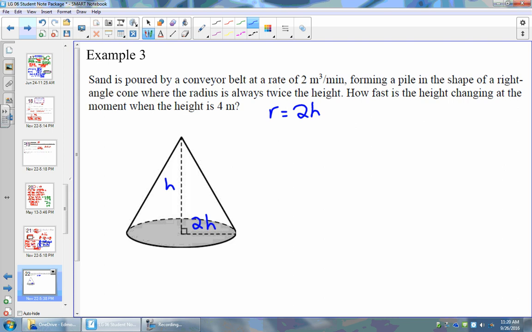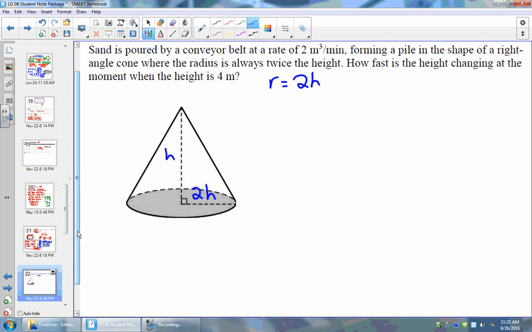Now what we're going to do is that little organized thing underneath that I was talking about. Sand is poured by a conveyor belt at a rate of 2 meters cubed per minute. This is obviously talking about our volume. So underneath here, I'm going to start to organize things. dV over dt is going to be equal to 2 meters cubed per minute. Okay. Forming a pile in the shape of a right-angled cone, where the radius is always twice the height. So we've used that info.